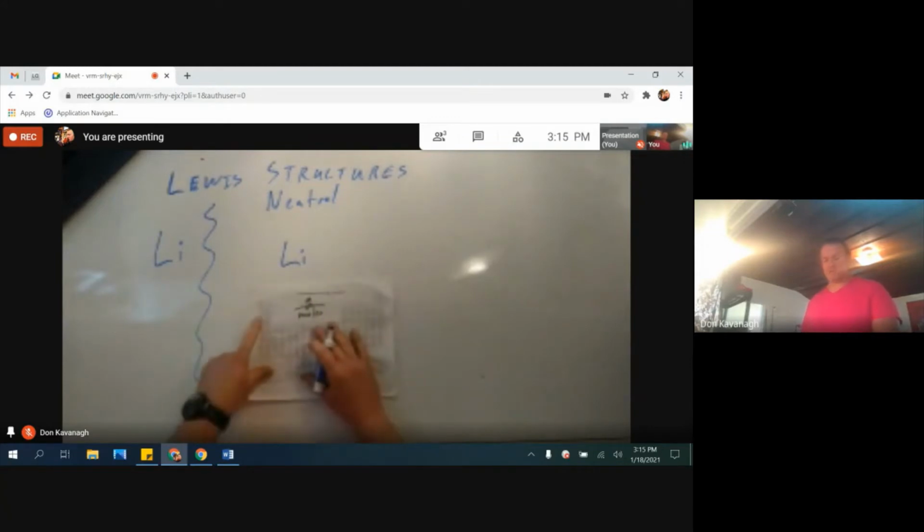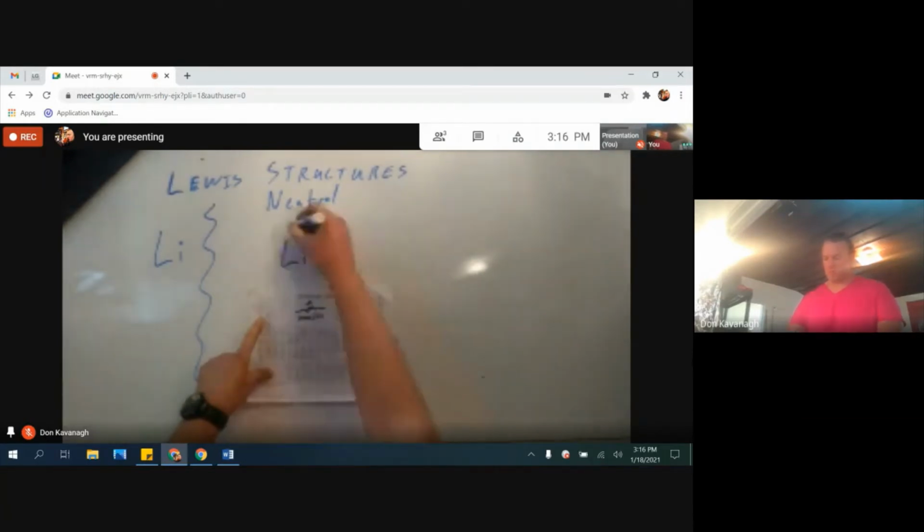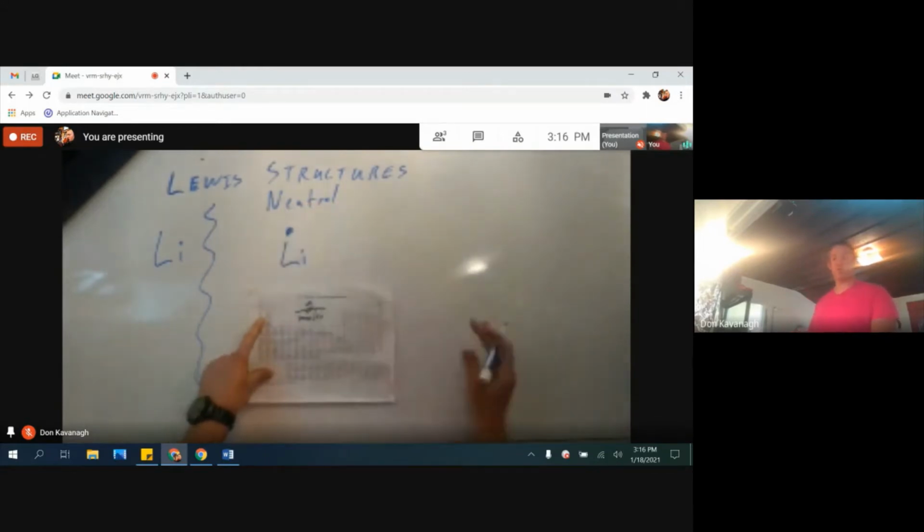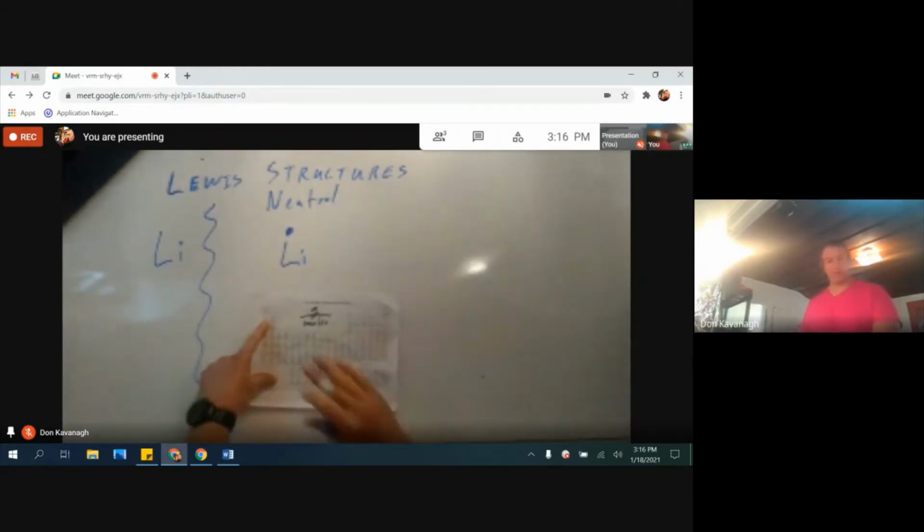By finding lithium on the periodic table, the valence shell has only one electron in it for the neutral, because lithium is in that very first box. So, one dot, and I just put it on the north side, so to speak. That's the neutral lithium right there.